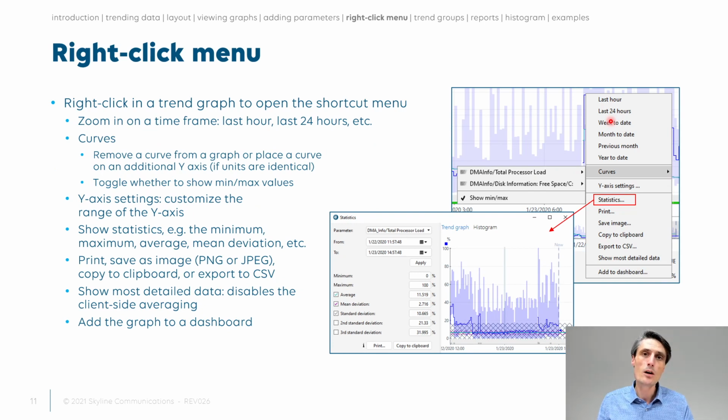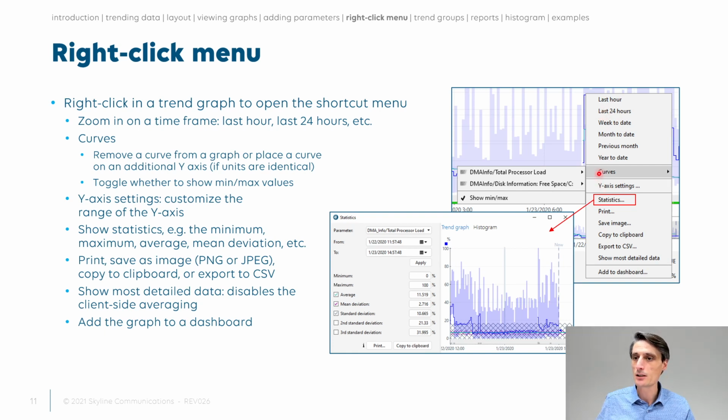Now, a few more details that are available, or options, I should say, in the right-click menu. So here you can see the right-click menu that is shown here. The first items are just the same as the buttons on the upper right-hand side to change the zoom level. Last hour, last week, last month. It has some more options there. So there you can conveniently go to the last week, month, or date, or things like that.